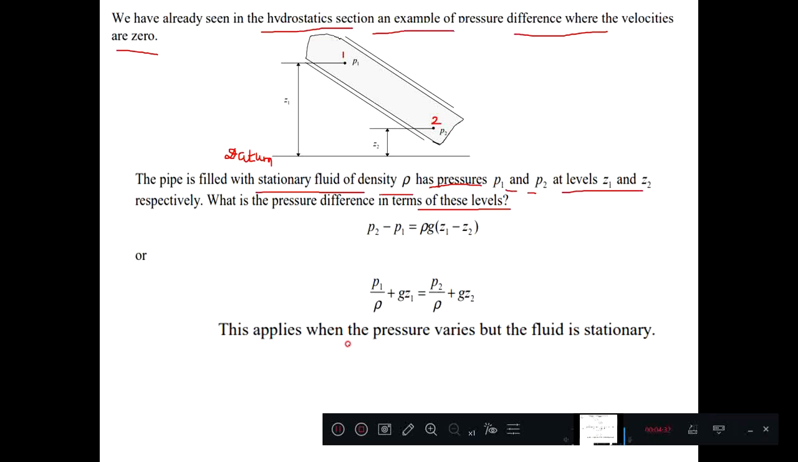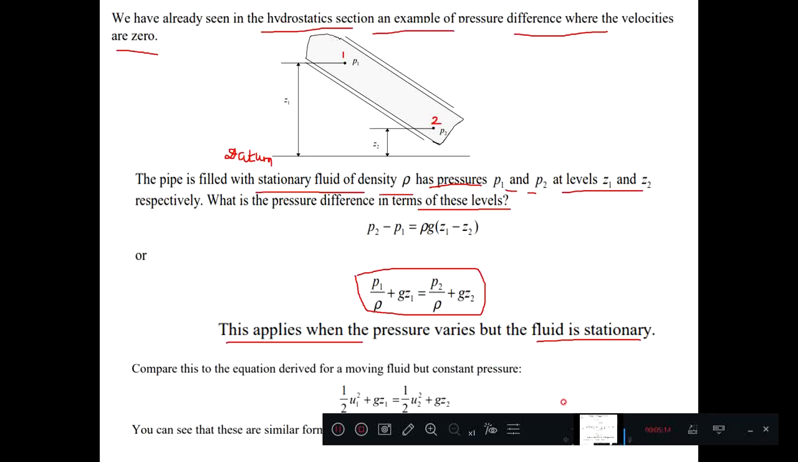So this applies when the pressure varies but the fluid is stationary. In this particular case, we have considered the velocity to be 0, but there is a difference in pressure. In the previous example, the pressure was constant and the velocity was varying. But in this case the pressure is different but the velocity is constant. So for that, this is the equation we have. I hope you understood this one.